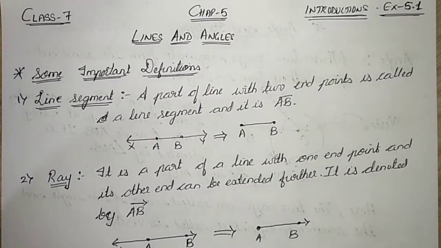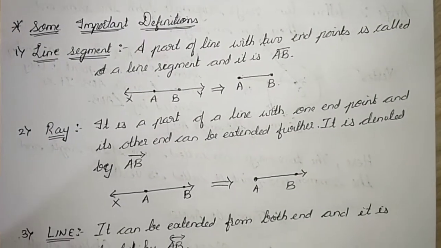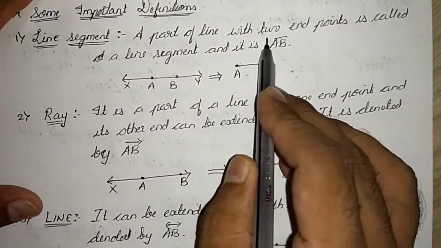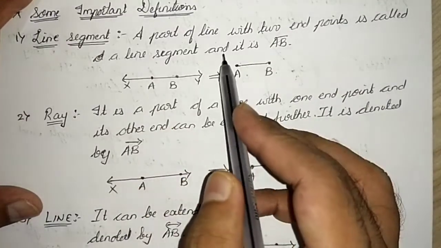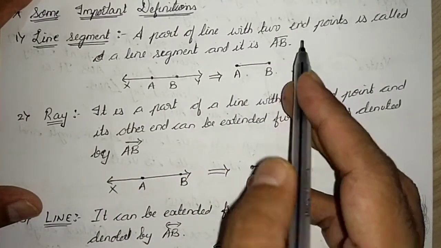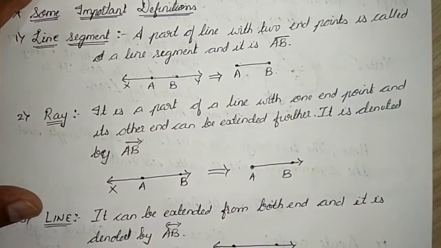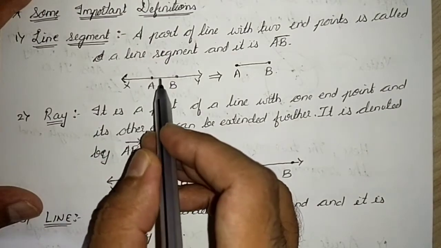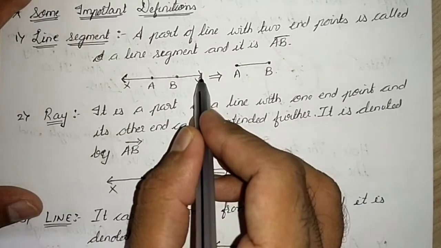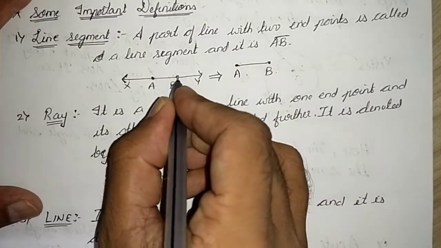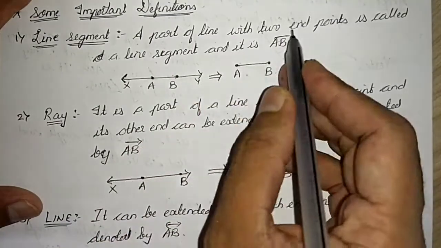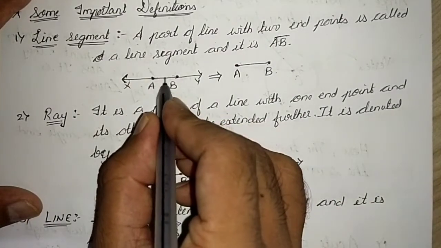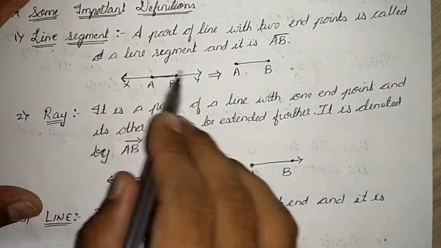So let us start. Some important definitions. First, line segment. A part of a line with two endpoints is called a line segment, and it is denoted by AB with a dash above it. Let us look into the definition with this. Suppose XY is a line, part of XY with two endpoints A and B is called a line segment. That means this part, which is the part of the line, is called a line segment.